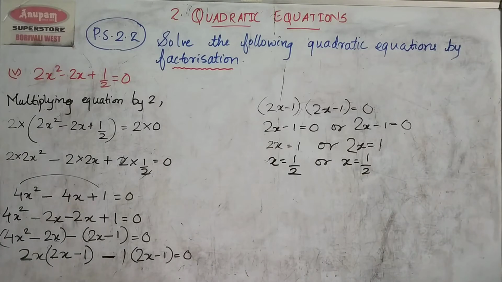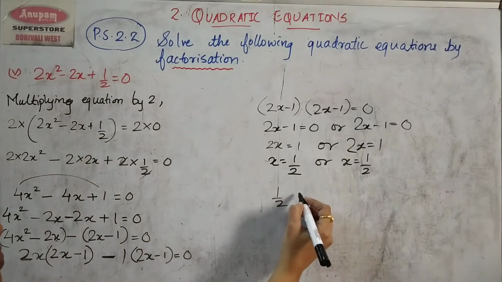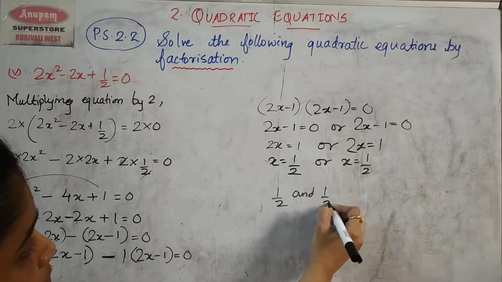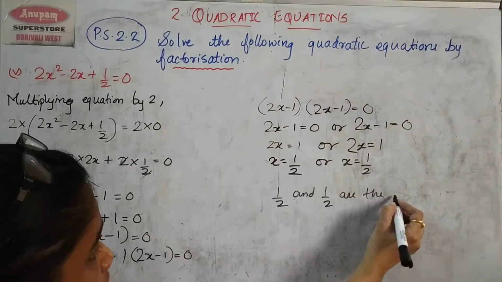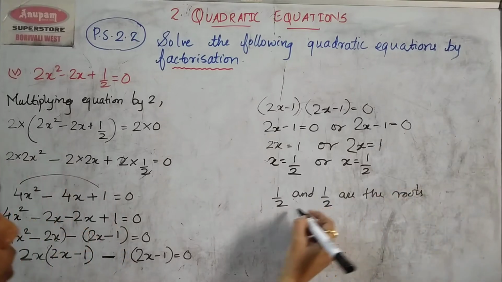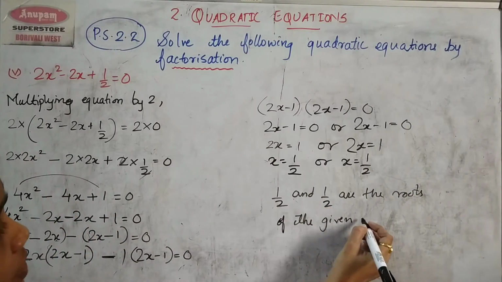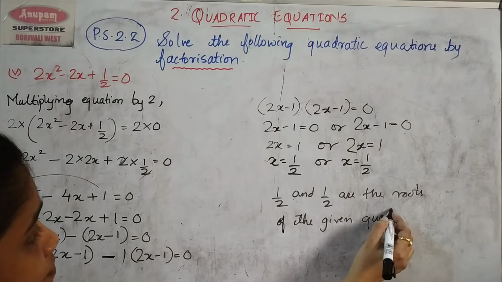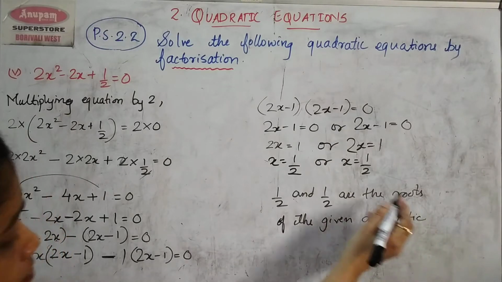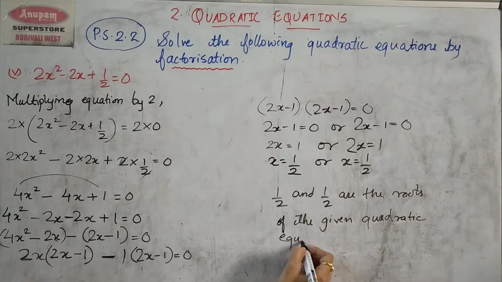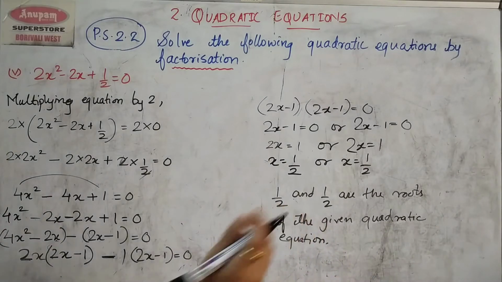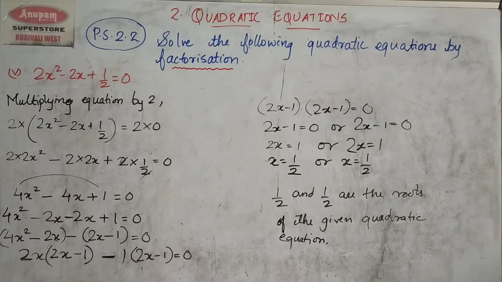So I am getting two factors here, 1 upon 2. Both are the same factors. But while writing the final answer, I am going to show here 1 upon 2 and 1 upon 2 are the roots of the given quadratic equation. So this is our answer.